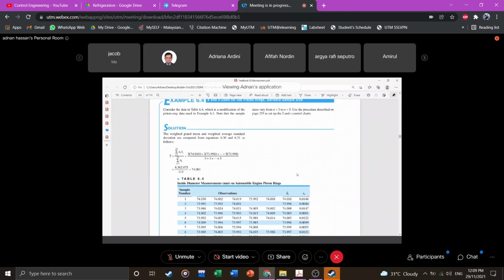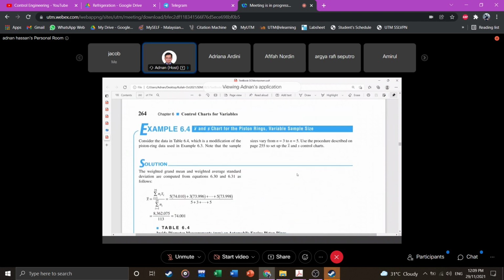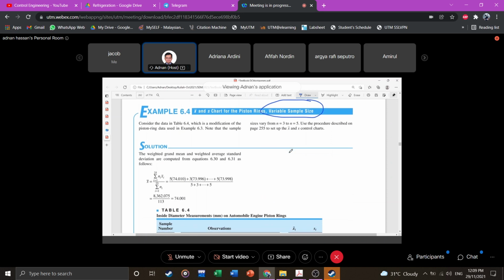Okay, so we go back to the same example. Now the issue is what happens if we have variable sample size. Remember that earlier we had a sample size of 5, right? But now there are situations where the sample size is not constant. In this case, we still can use the X bar S chart.